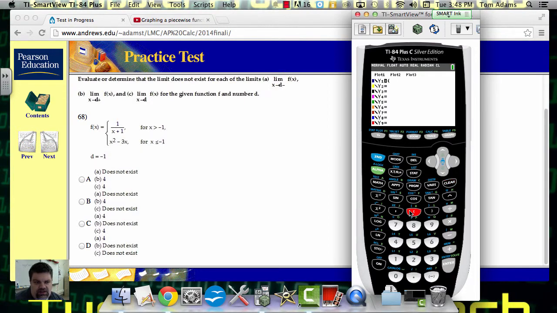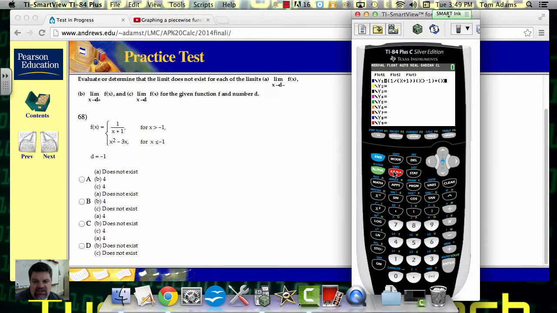So what you want to do is take the first function, which is going to be 1 divided by the quantity x plus 1, and make sure that that's in parentheses. Directly next to that, we're going to open a second set of parentheses, and we're going to say, for x, hit second math, which pulls up the test menu, and we want x greater than -1. What that does is for that particular expression, it's only going to evaluate it at x greater than -1.